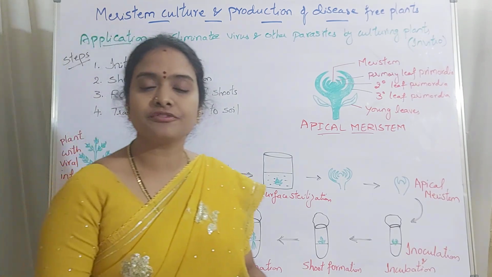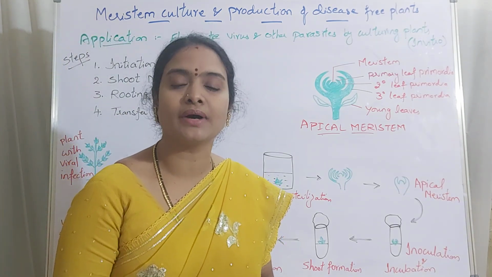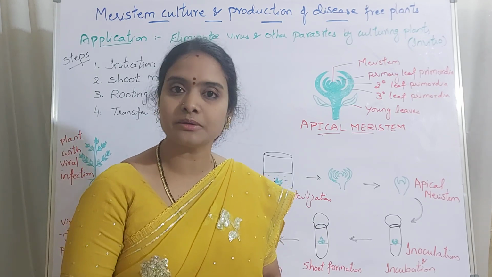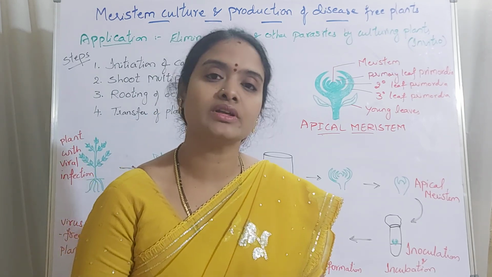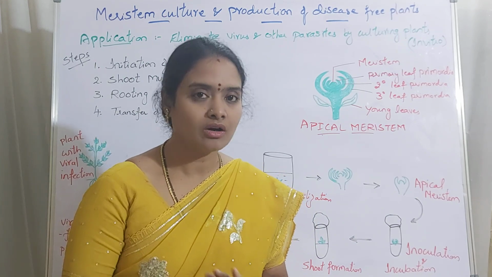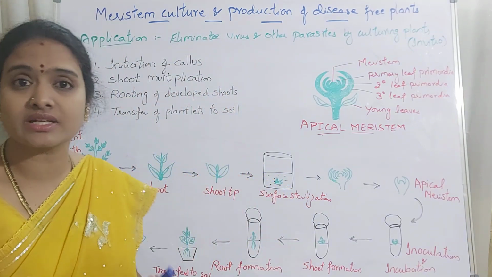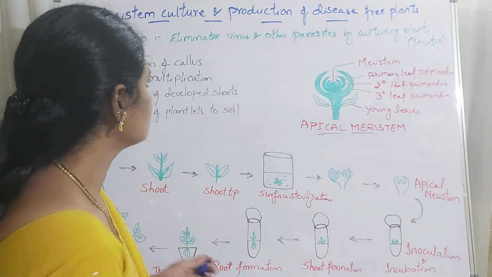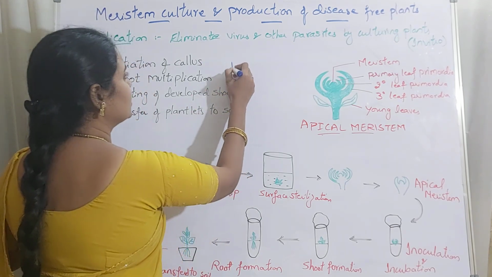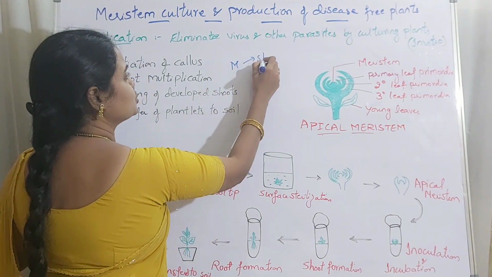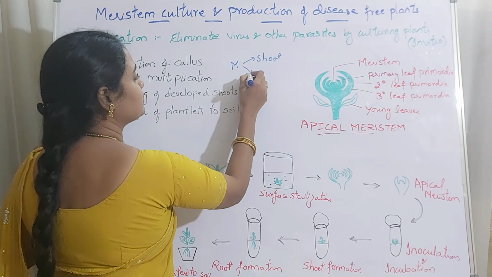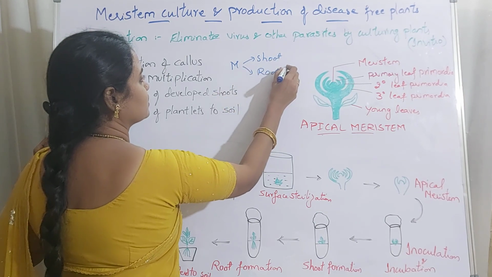Meristem is the fastest growing part of the plant body. It can be apical meristem or it can be an axillary meristem. Or you can say it can be a shoot meristem or root meristem. So if you take a meristem, it can be in the shoot or it can be in the root tip. Right?